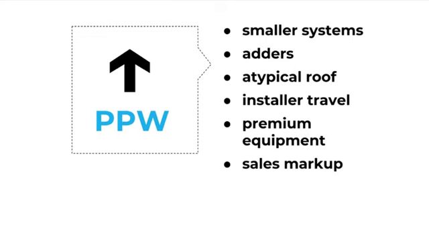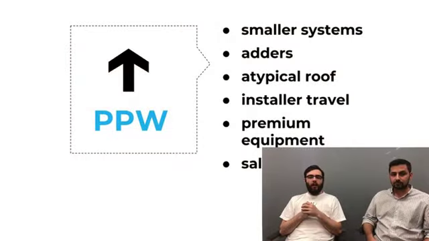Right. As Patrick mentioned, your installer's going to have to pull a permit, for example, no matter if you have a 2,000 watt system or a 10,000 watt system. But that permitting cost is going to be the same, so it's going to look more expensive on that smaller system. Right. Adders. There are certain adders that may be included in the price per watt. A couple of adders would be any electrical work, roof work, trenching.